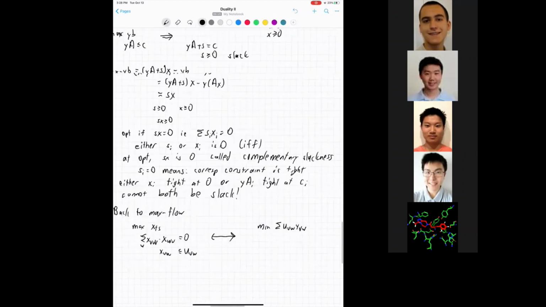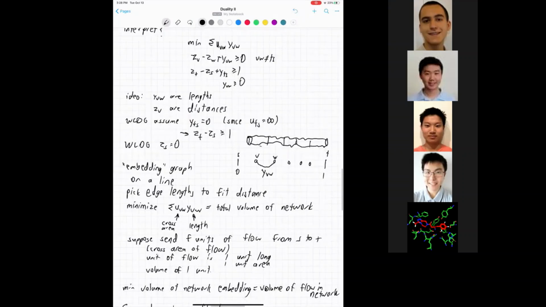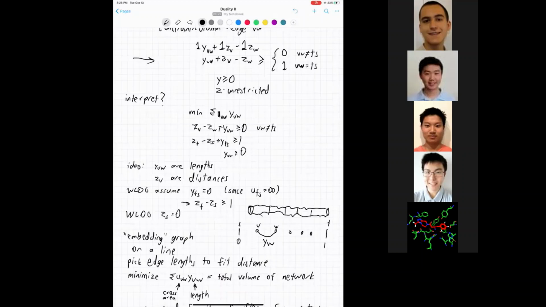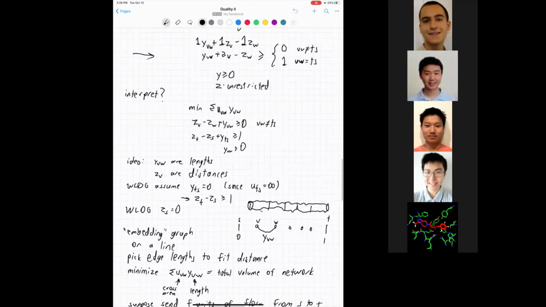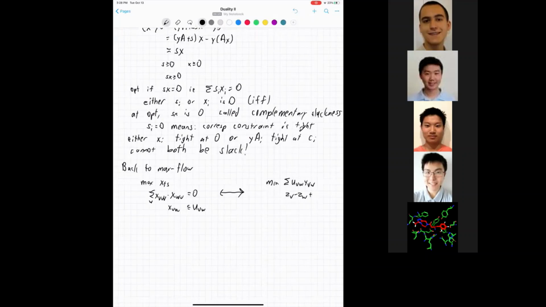such that, let me get the directions right, Z_V minus Z_W plus Y_VW is greater than or equal to zero. And Z_T minus Z_S is greater than or equal to 1. In fact, we set Z_S to 0, right? So what does complementary slackness tell us?